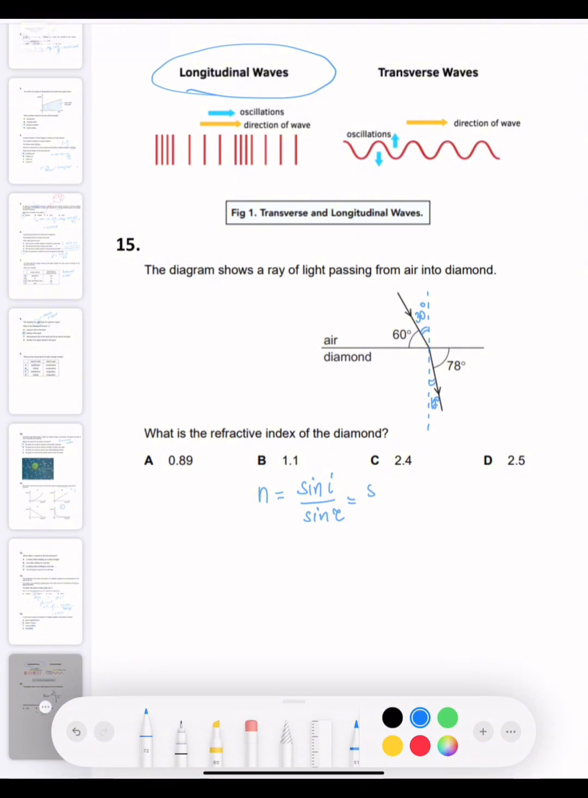So, sine 30 over sine 12 is equal to 2.4. So the answer is C.